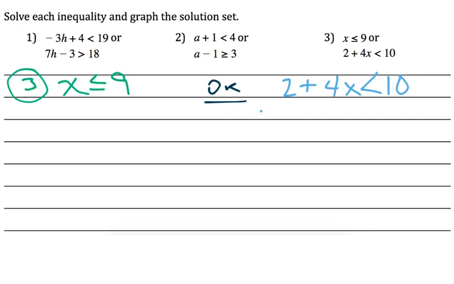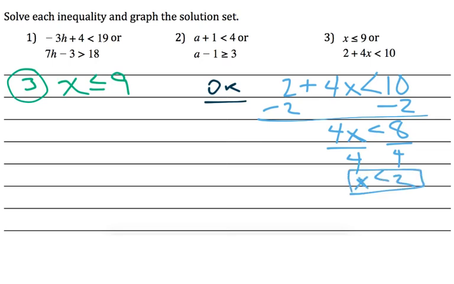So I see 2 plus 4x. I'll subtract 2 from both sides, leaving me with 4x is less than 8. And then I'll divide both sides by 4. And I'll say, well, x is less than 2. Well, 2 plus 4 times 2 is 10. We're good there. And then if I plugged in 0, it would end up being 2 is less than 10. So we've made no mistakes here.